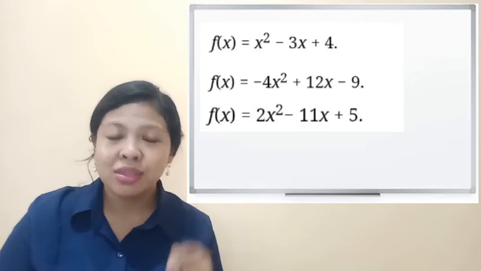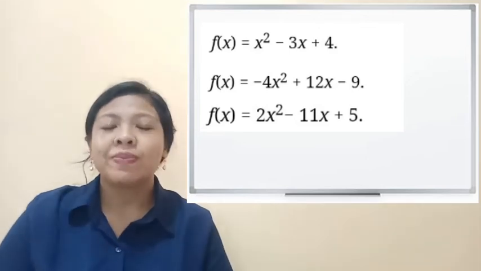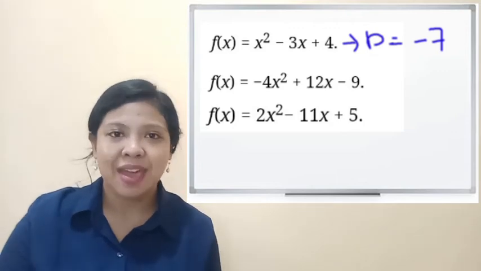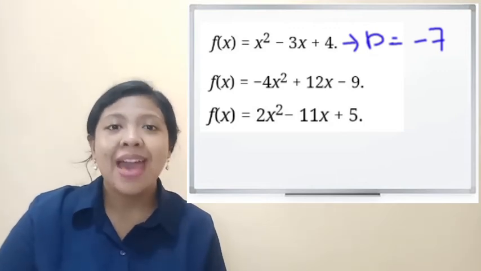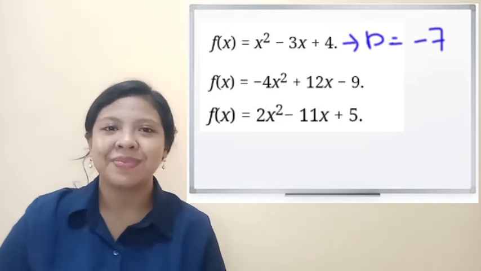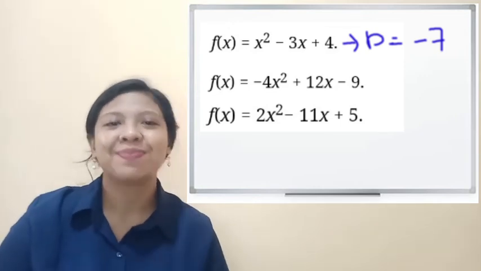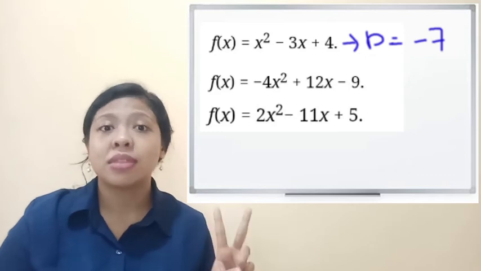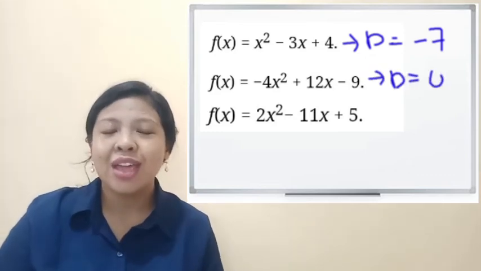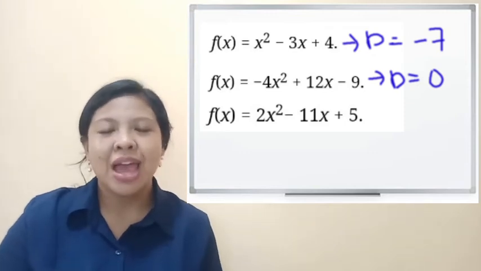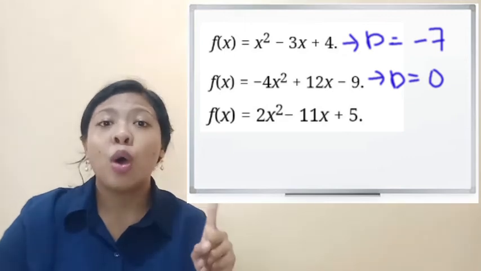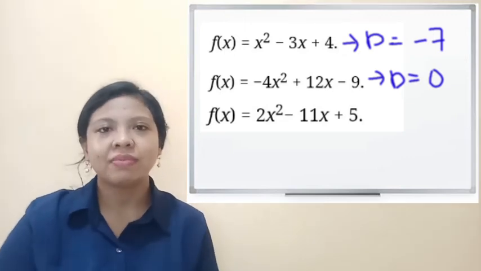Let's start from the first equation. The discriminant of the first equation is equal to -7. So it means the first equation doesn't have a real solution. If your answer is correct, okay, let's move to the second equation. The discriminant of the second equation is equal to 0. So it means the second equation has just one real solution.